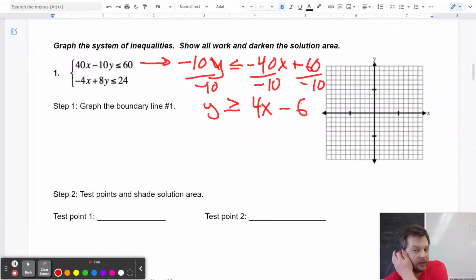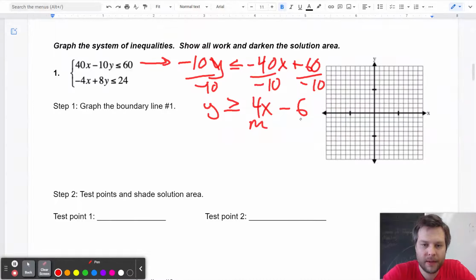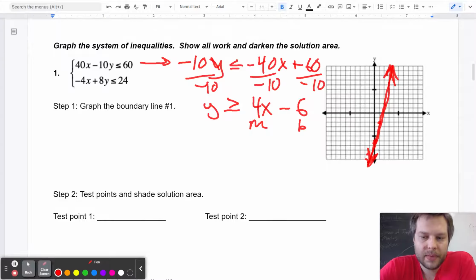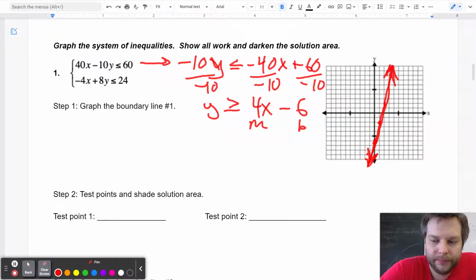Now I have it written in mx plus b form, so I can identify my m is 4, my b is negative 6. I can put a dot here at negative 6. I can count up 4 and over 1. Up 4 and over 1. I can connect my 3 dots here. Think about why I drew a solid line. Make sure you've watched the first video. If you need a reminder, I drew a solid line because it is or equal to. It does not just say greater than, but it also says or equal to.